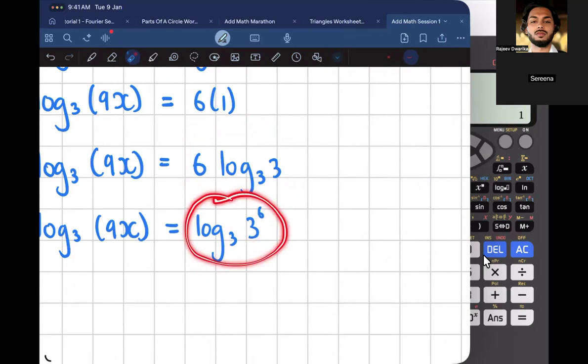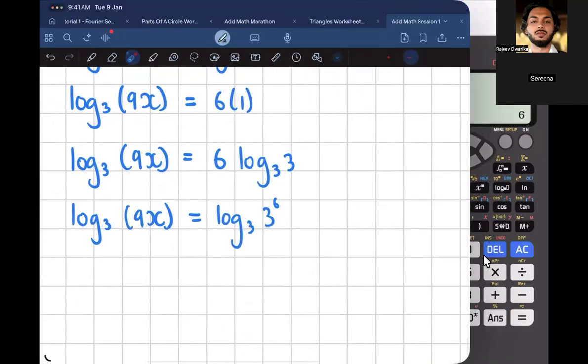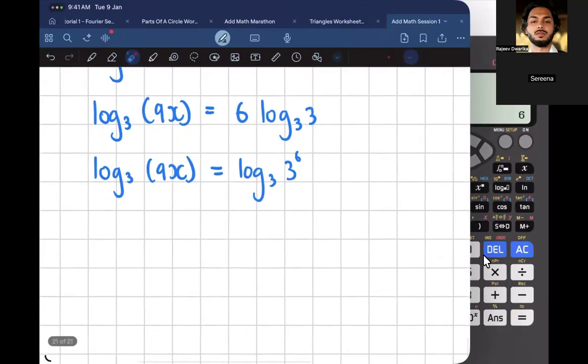And if at any point you have trust issues, you could verify it with the calculator, right? Log base 3 to the power of 6, 6. Okay, cool. So my question now, did I simplify everything as much as possible? Do I have one log term on either side?